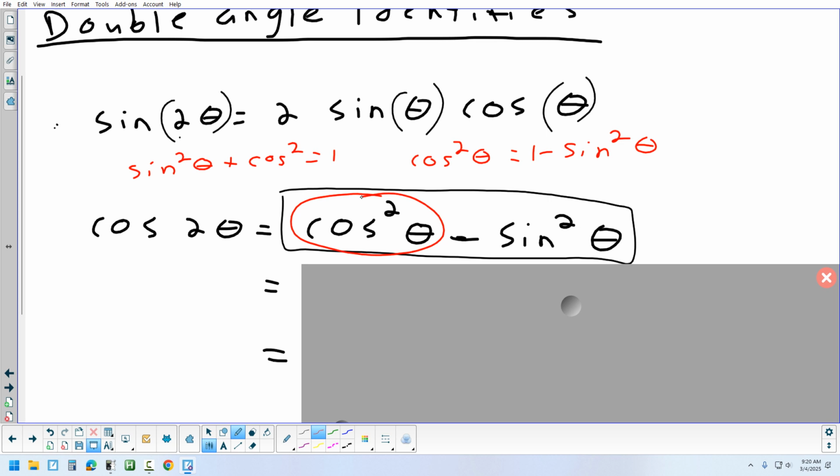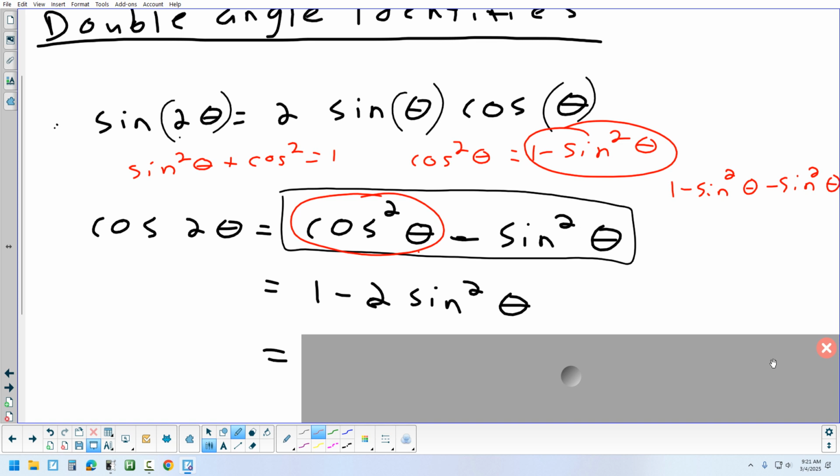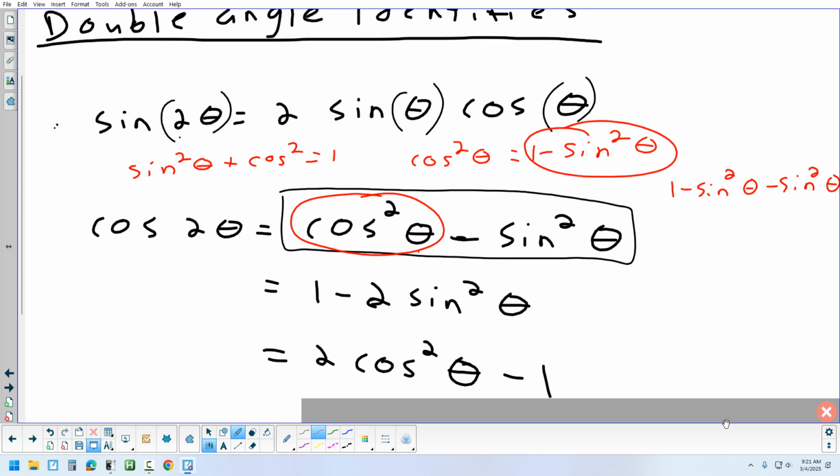Okay? So I'm going to just do that off to the side, and then I'll put the answer right below it. So instead of cosine squared, substitute in this identity: 1 minus sine squared, minus sine squared. What does that simplify to? Yep. 1 minus 2 sine squared. Now there's a third way I could get the formula. I'm not going to do that one. But it would just be, instead of solving for cosine squared and plugging it in here, you could solve that identity for sine squared and plug it in there.